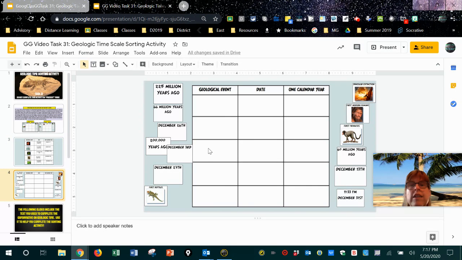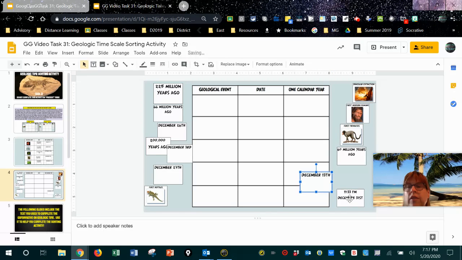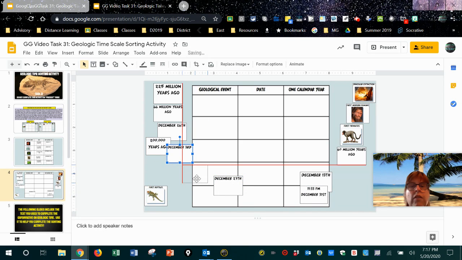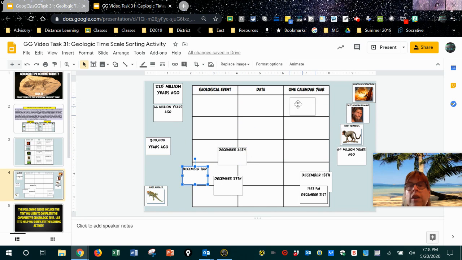So let's look at slide 2. So I'm going to start with the calendar date. So we've got December 13th, we've got 11:33 p.m., December 31st, December 27th, December 3rd, December 26th. So those are my dates. So the one that's not the most recent, the one furthest back would be December 3rd. You guys can figure out the order there.